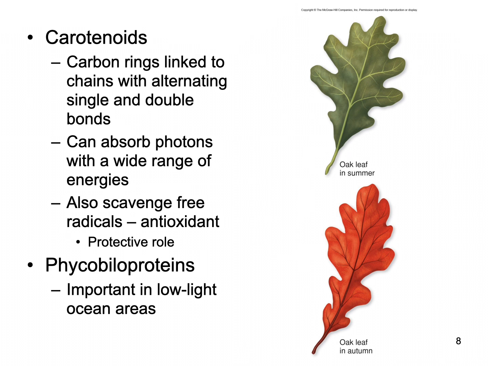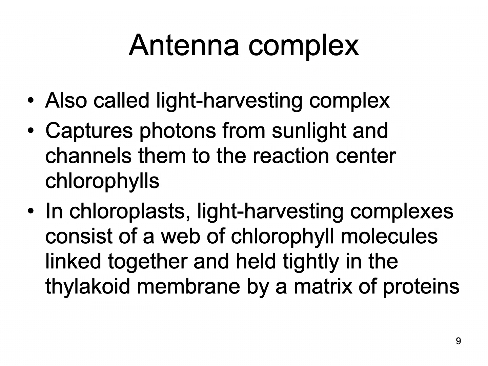Some accessory pigments, again, also with single and double bonds, can absorb photons and scavenge away free radicals. They may be useful to shuttle energy to the chlorophyll molecules in low light situations. Pigments are arranged in large complexes called antenna complexes. These consist of chlorophyll molecules and other molecules linked together and held tightly in the membranes of the chloroplasts. And so these are in the thylakoid membranes. These are molecules here.